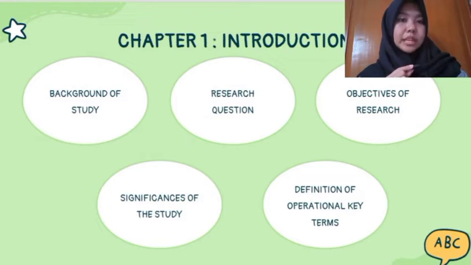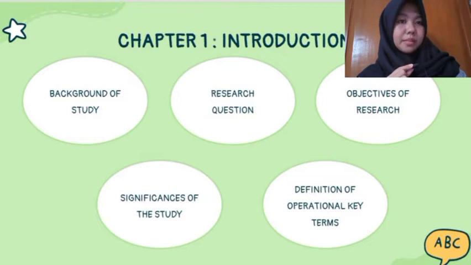Based on the explanation before and the previous research, the researcher is also interested in conducting research on argumentative, but on students' descriptive paragraphs entitled An Analysis of Grammatical Errors on Students' Argumentative Paragraph in English Department Batch 2016 Academic Year 2017-2018. The second one is research question.